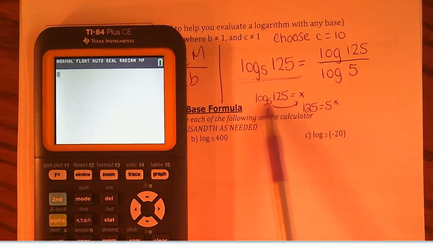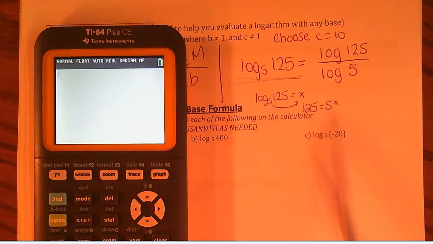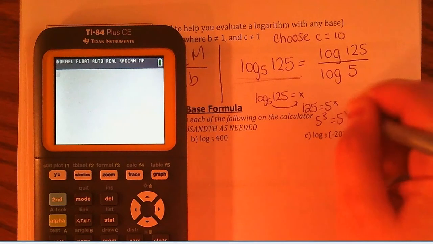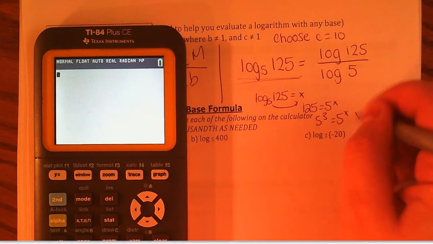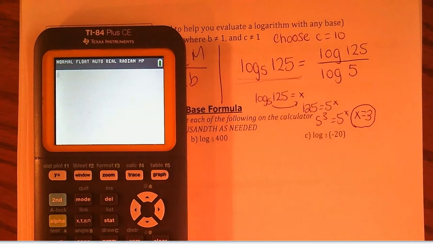I'm just going to show you here, if we evaluate this log base 5 of 125 by hand, what we did was we changed that to exponential form, swung the base over. 125 is 5 to the x, and then 5 to the third, 5 to the x. So then we said, okay, that is equal to 3. So log base 5 of 125 is equal to 3.